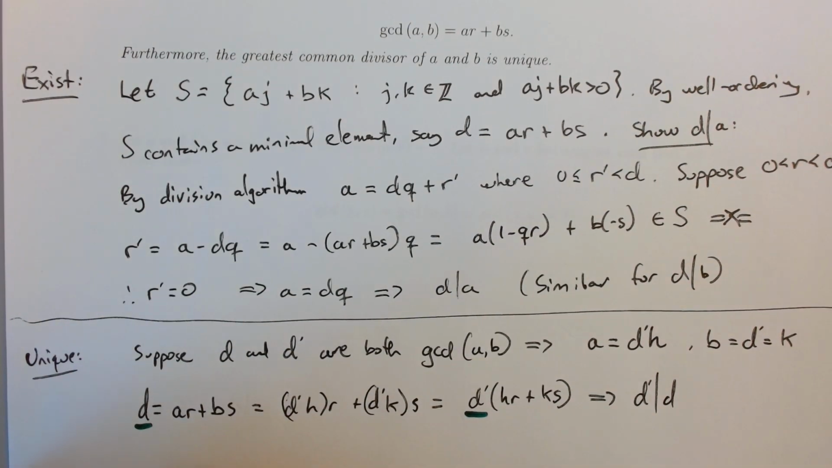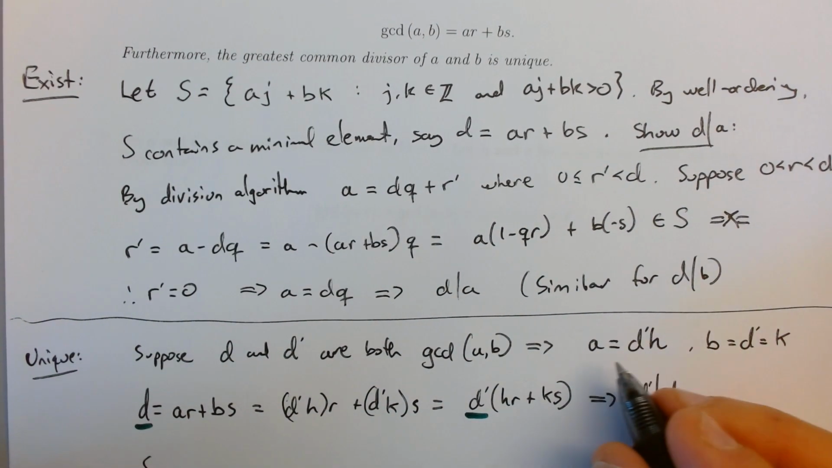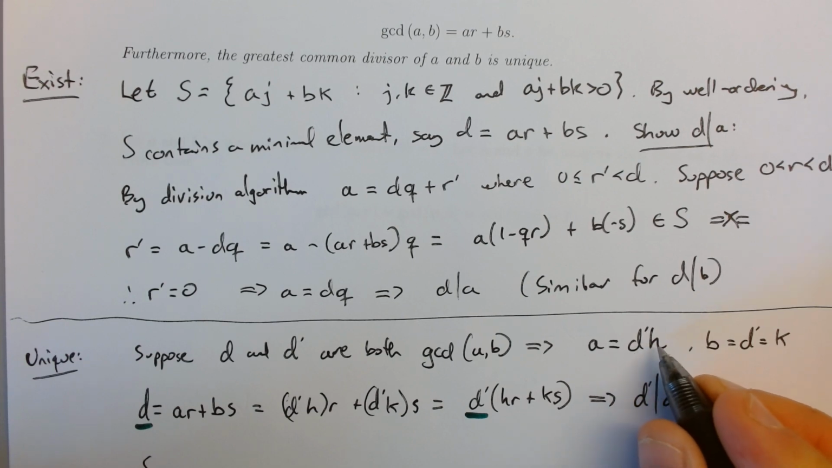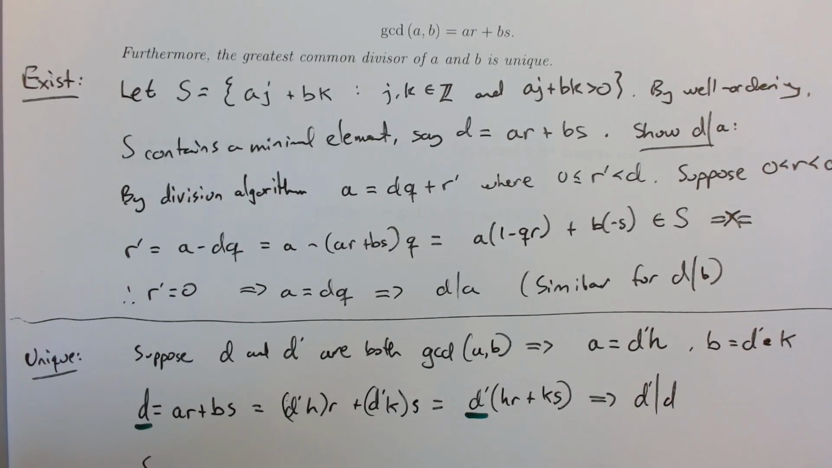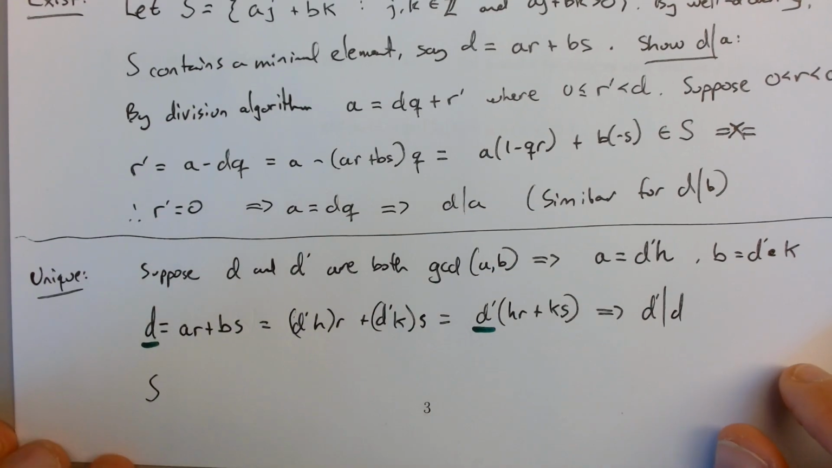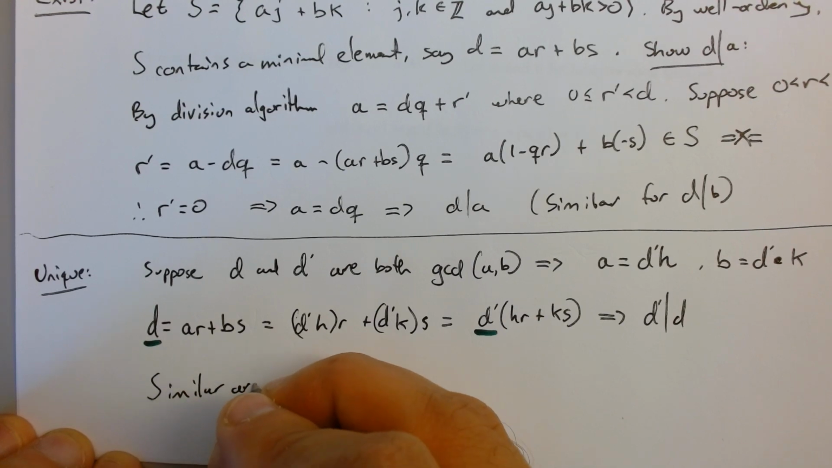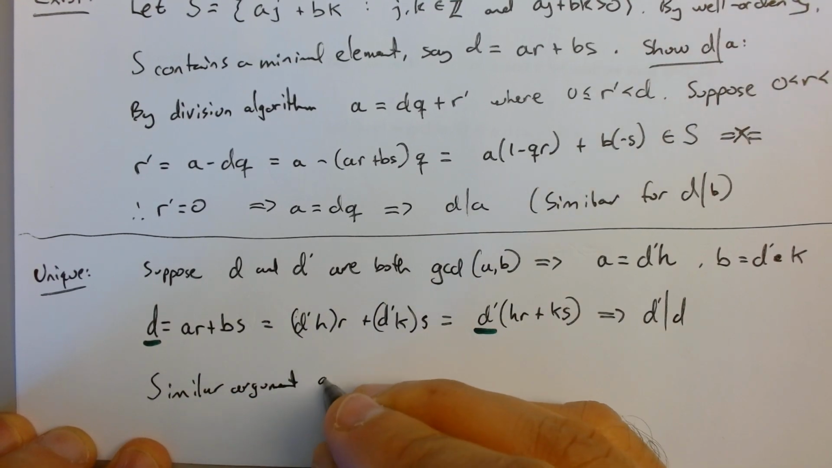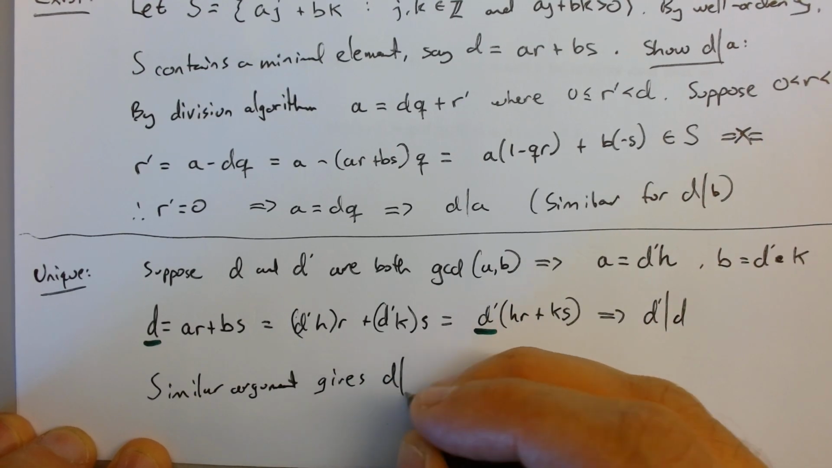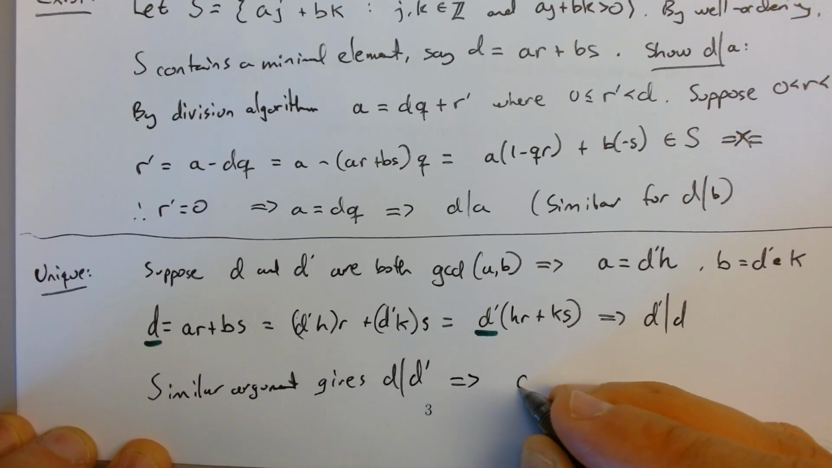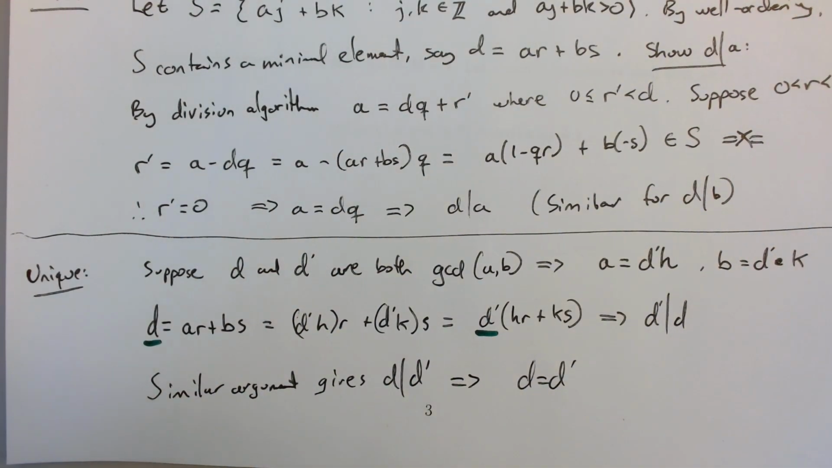And a similar argument tells us the other way around. So go through the same argument. This time you'd have A is D times some, say, H prime maybe, and B is D times K prime, and then you have D prime on this side looking like that. And you go through the same thing just with D and D prime switching places. So similar argument gives that D divides D prime, but that means that they're equal. So there is, in fact, just one greatest common divisor of any two non-zero integers.